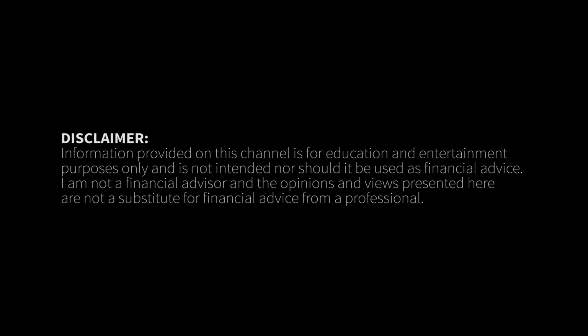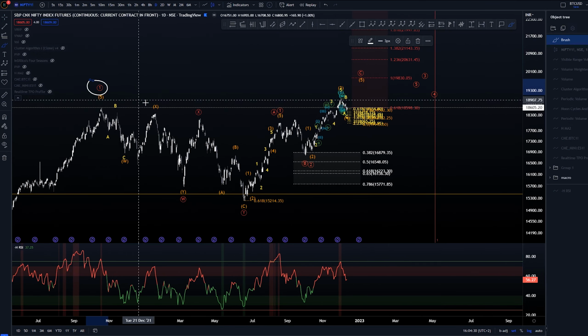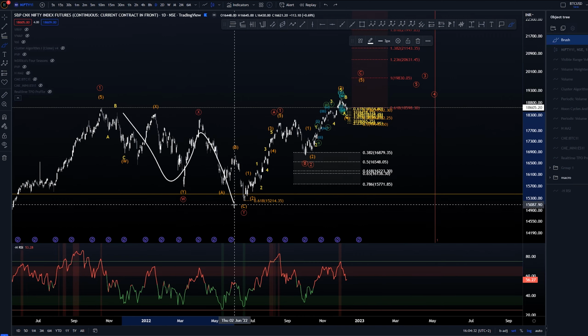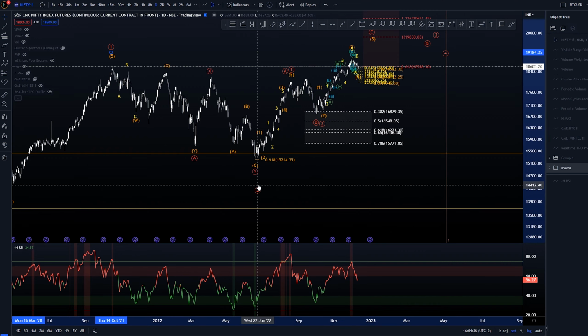Let's start with the more macro picture here, as we haven't covered this asset for quite some time. The idea was that we had a primary 1 here and a potential primary wave 2 already complete at the lows of June 2022. That was a possibility here.